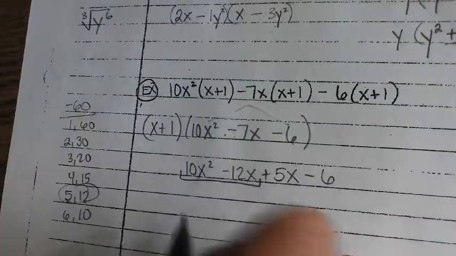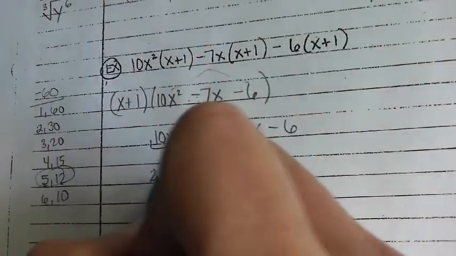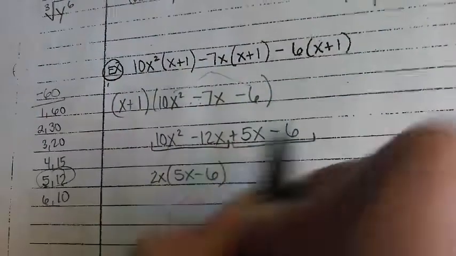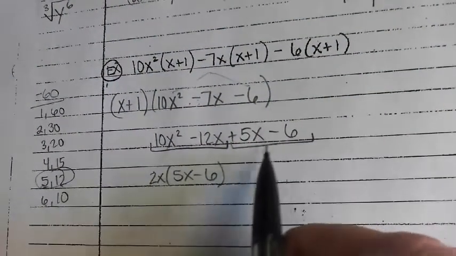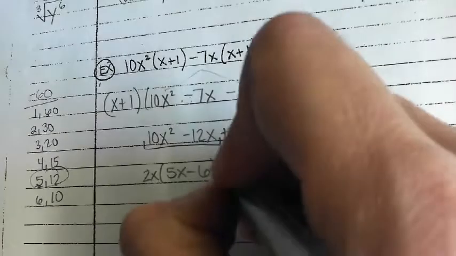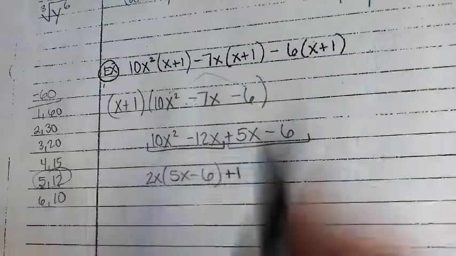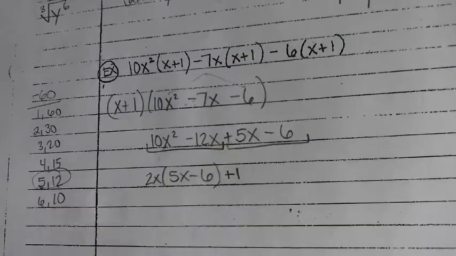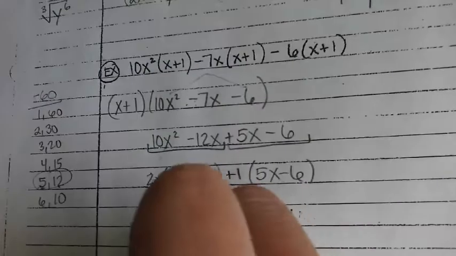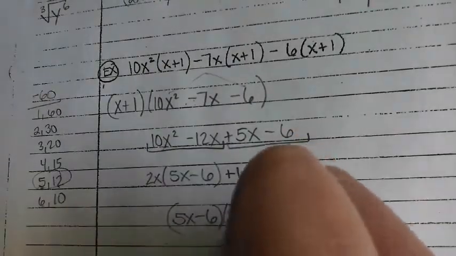I'm going to group the first two terms, take out a 2x. I'm left with 5x minus 6. Take out, what do I take out here? Just a positive 1. If there's nothing to take out, a 1 or a negative 1, depending on that leading sign. And then, of course, the 5x minus 6 is a match. So that's one term. The other is 2x plus 1.